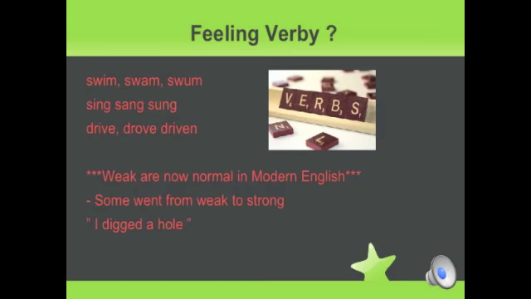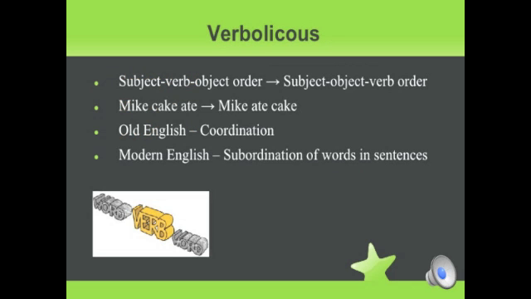There were also different types of these strong verbs in Old English. We can see the differences with swim, swam, swum, similar to sing, sang, sung, in comparison to drive, drove, driven. Weak verbs in Old English are now just considered normal verbs in modern English. These regular verbs are conjugated by suffixes such as ed. Although most verbs became weak or regular verbs, some verbs have actually gone through a transition from weak to strong. We wouldn't say, I digged a hole, nowadays, but in Old English, that was actually the more proper form.